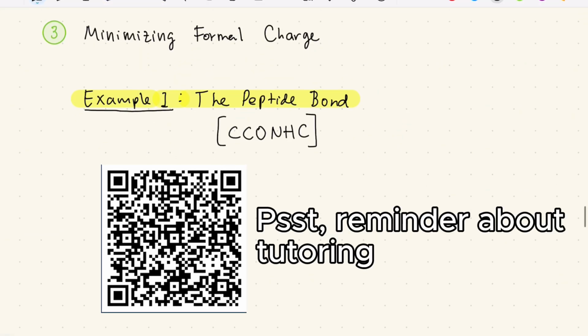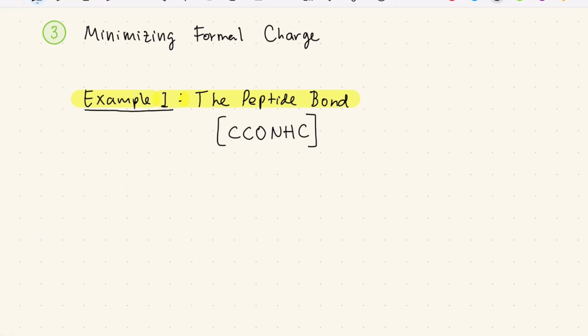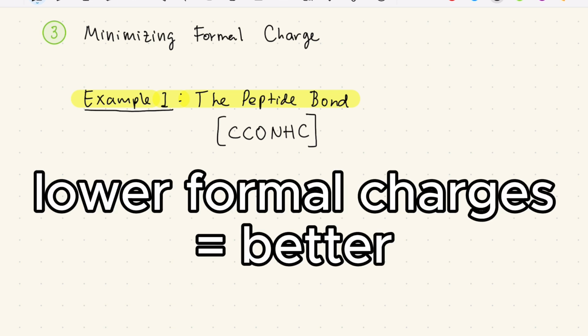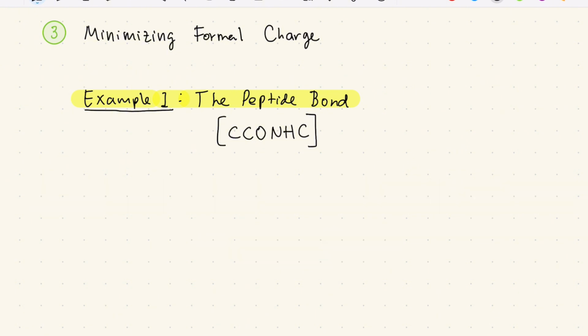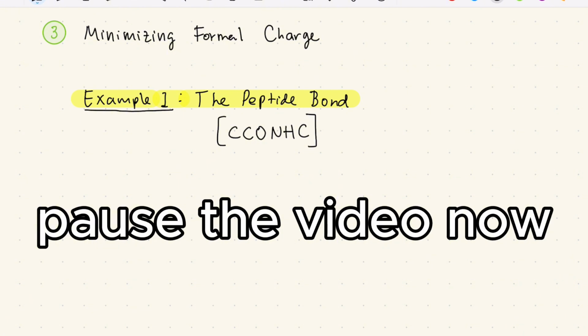Part 3, minimizing formal charge. So the basic concept here is that we want to minimize formal charge on each atom. The more atoms that are closer to a 0 formal charge, the better. So let's take a look at a great example from nature, the peptide bond. First, I'll quickly draw it based on our 4 rules so far, and I would encourage you to pause the video and draw it, or attempt to draw it on your own first.